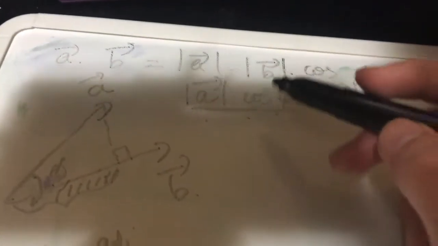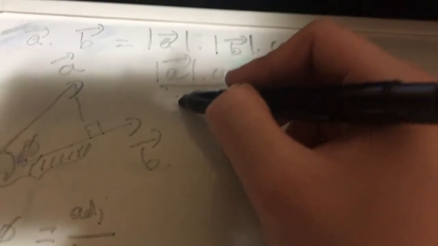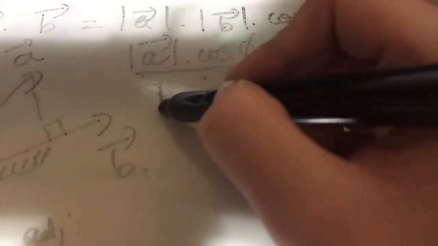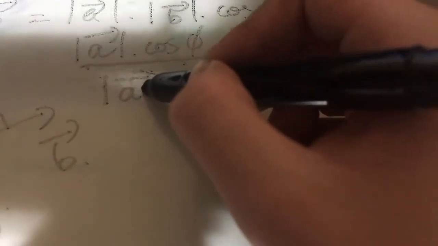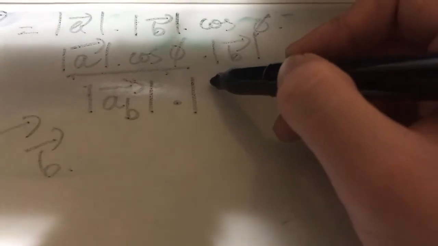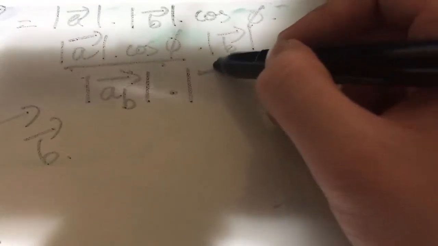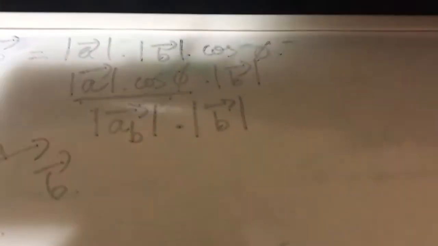So this can also be written as the projection of the vector A times the magnitude of the vector B.